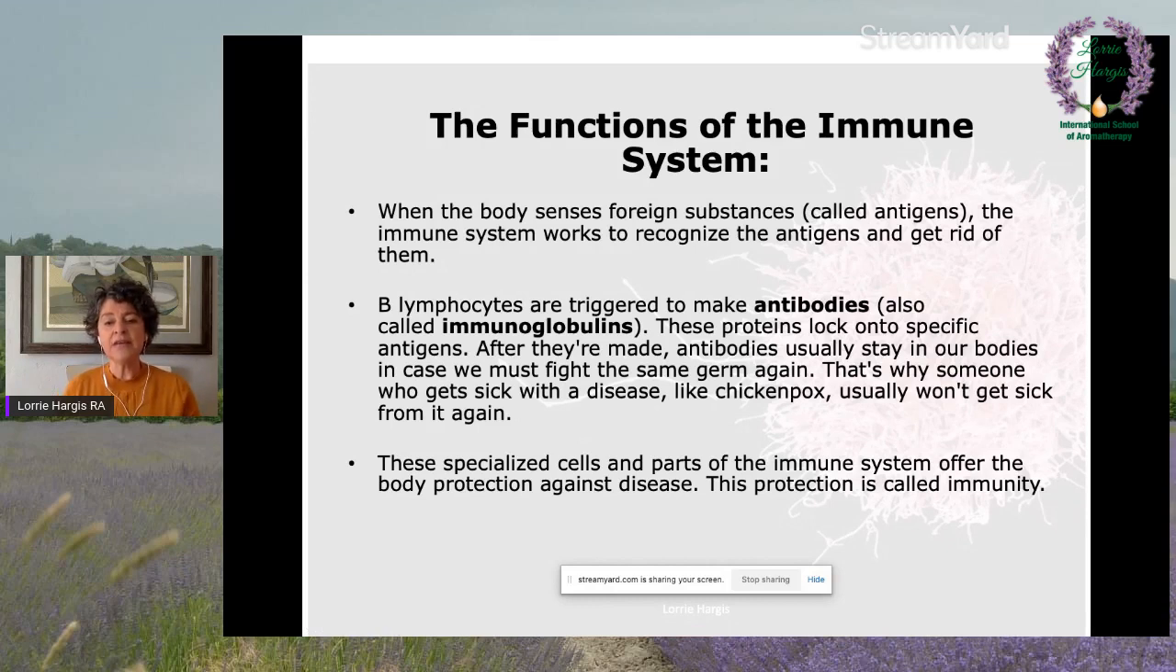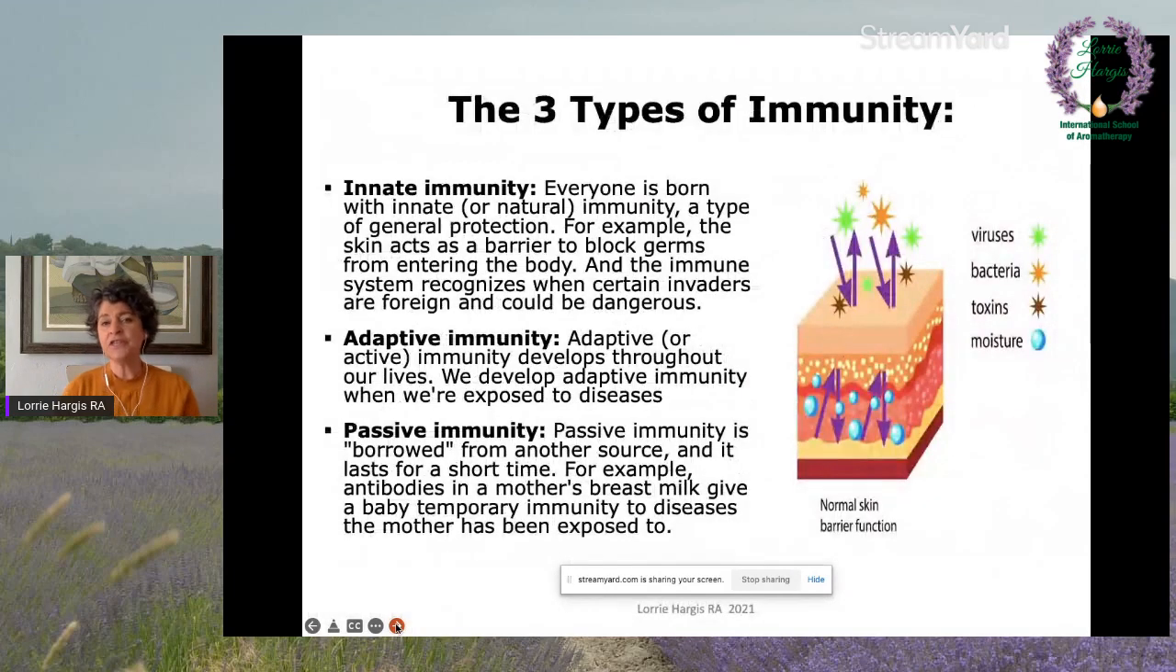These specialized cells and parts of the immune system offer the body protection against disease. This protection is called immunity. So let's look at the three types of immunity. Innate immunity. Everyone is born with innate or natural immunity, a type of general protection. For example, the skin acts as a barrier to block germs, doesn't it, from entering the body?